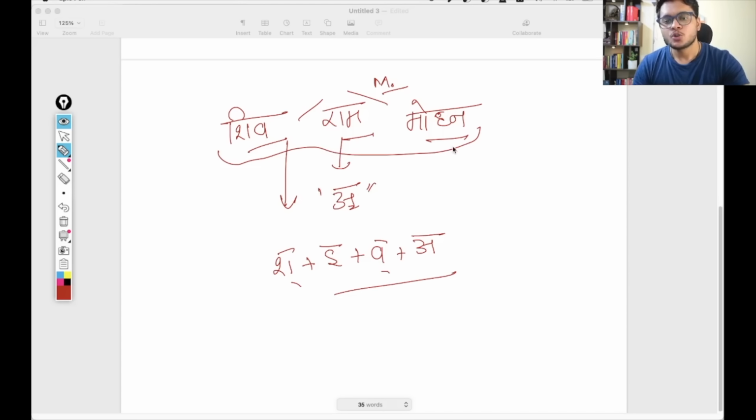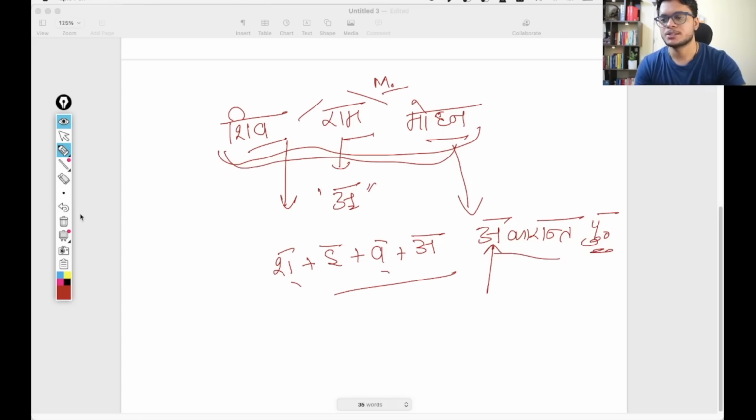So all these three words can be categorized together and can be called Akarant. Akarant and masculine gender, so pulling. Akarant pulling. This is the new terminology. Don't worry about that. By Akarant, it simply means the word ends with an A. Akarant and pulling is the gender. This is the category for all these three words. They can be put in this category.